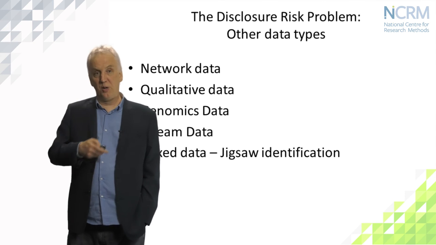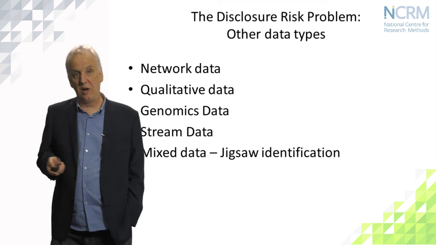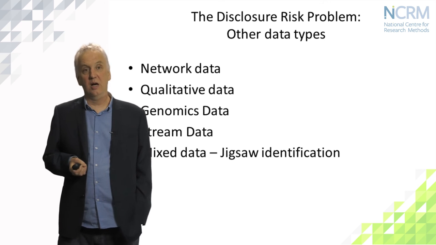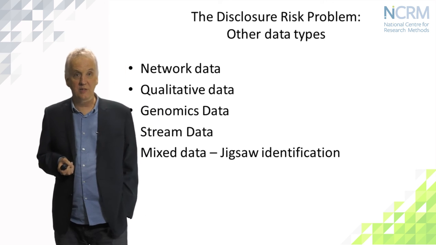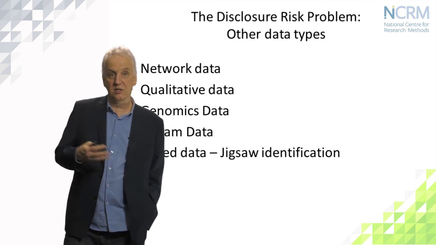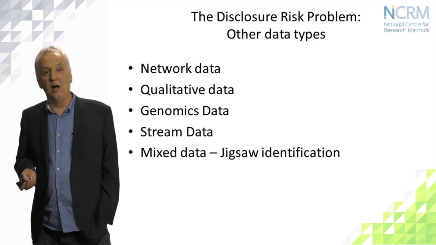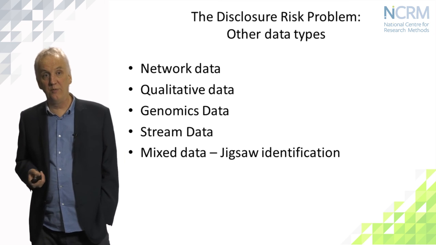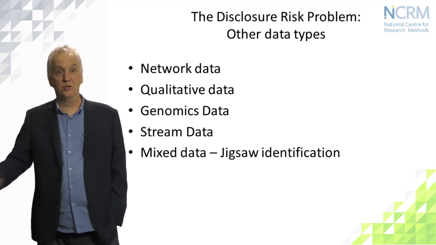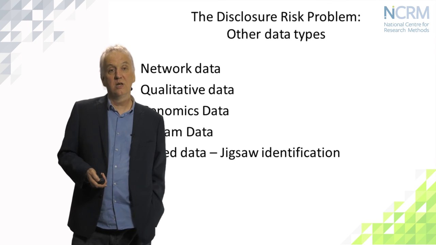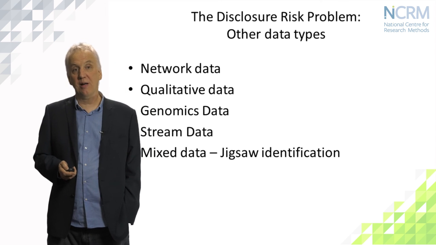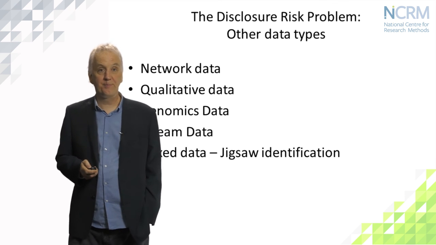Now, the disclosure risk problem can cover other types of data, and we won't have time in this video to go into all of these, and it's expanding out as indeed the data environment itself is expanding out. So we're looking at network data, qualitative data such as text, which throws up a set of complex problems itself, genomics data, stream data that comes in streams rather than data sets, and mixed data, the data that's formed out of various different types of data linked together.